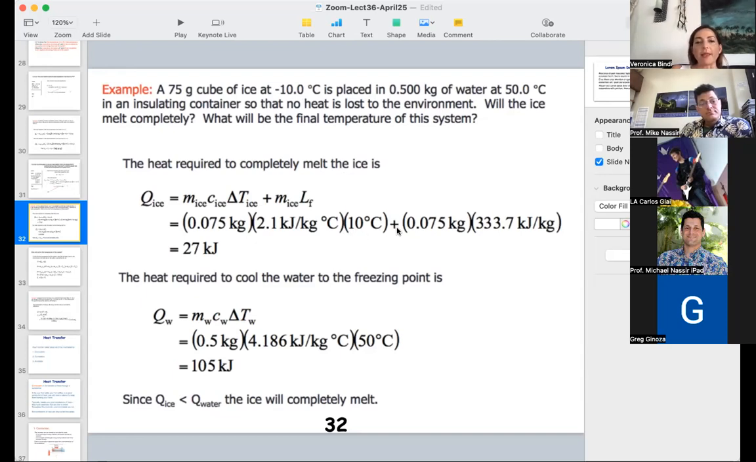Okay. And then we have the mass of the ice, again, 0.075 kilograms, times what it takes to melt it all into water. So the L of fusion is 333.7 kilojoules per kilogram. So if you do all this calculation, you find that the heat required to completely melt the ice is 27 kilojoules.